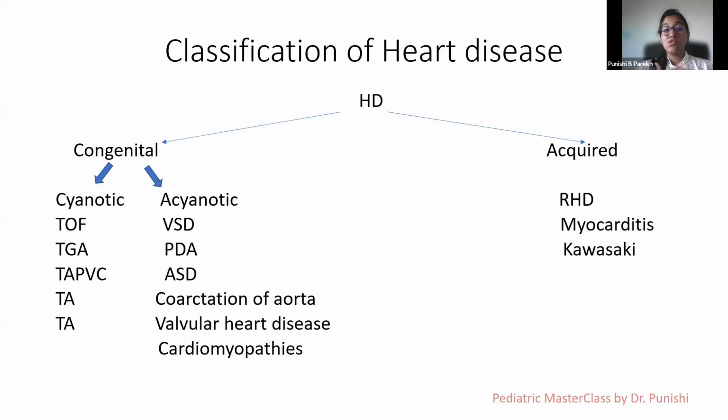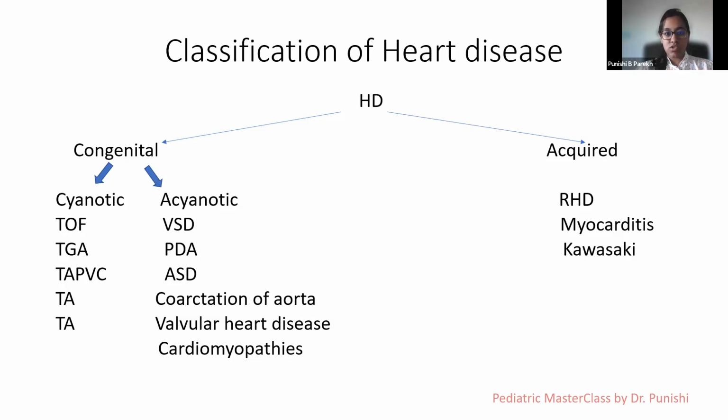But it's not just these 3 shunt lesions. You also have others like coarctation of aorta, certain valvular pathologies, and last but not the least, cardiomyopathies. So genetic cardiomyopathy or dilated cardiomyopathy, all of these also fall under the category of acyanotic congenital heart disease. But the commonest ones are going to be your VSD, PDA, and ASD.